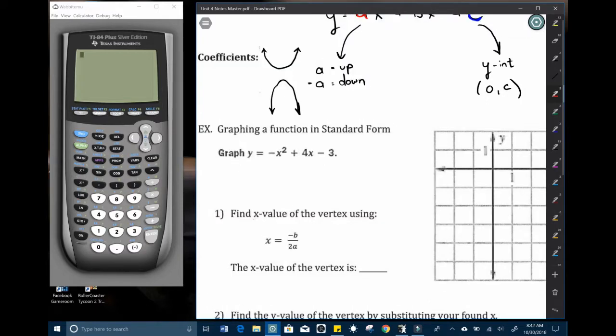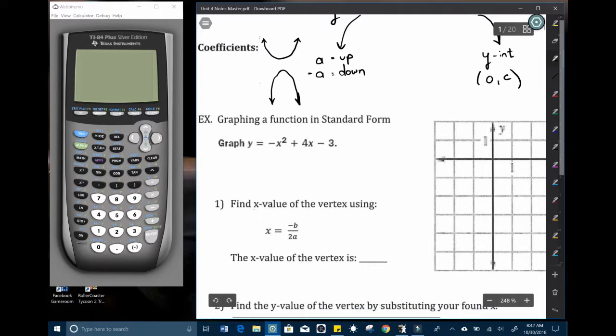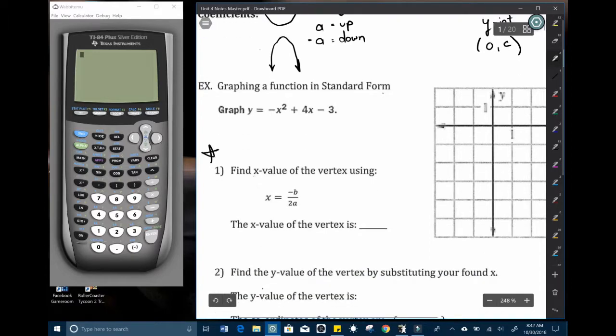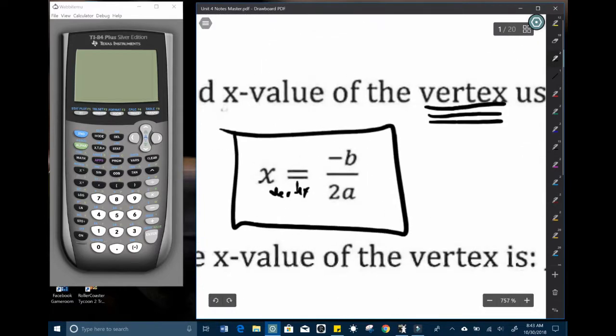Graphing a function in standard form. Our graphing calculators can help, but the main thing I am going to be asking you to do is find the vertex. All these problems are based upon finding the vertex. The vertex is the little peak or valley of the quadratic. To find the x value of the vertex, this is your best friend: negative b over 2 times a.